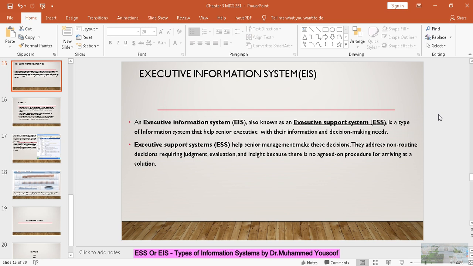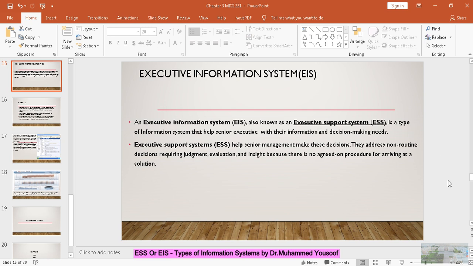See, I already told you from the beginning, there are four levels of people working in any organization. The lowest level of the people are called workers. The next level is called middle managers. The next level is called senior managers. And the fourth level is called executives of the organization. Now the fourth one, the top level of the organization, uses this executive information system.